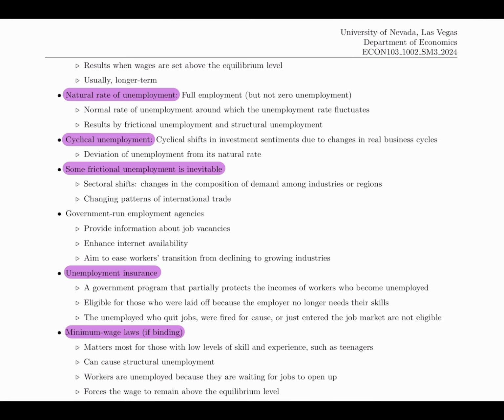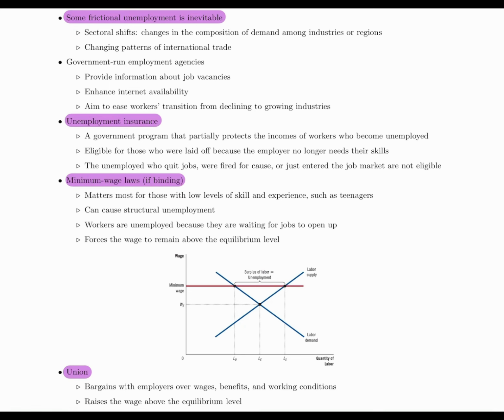We also have cyclical unemployment, which is caused by cyclical shifts in investment sentiments due to changes in business cycles. Next, job search and government-run employment benefits, such as unemployment insurance. This is eligible for those who were laid off because the employer no longer needed their skills, but it is not eligible for those who quit jobs, were fired for cause, or just entered the job market.